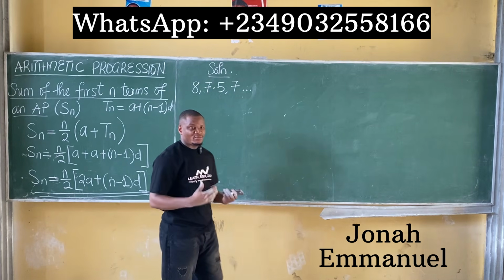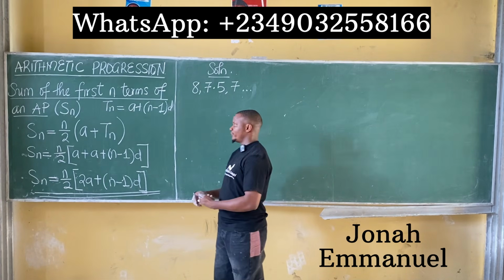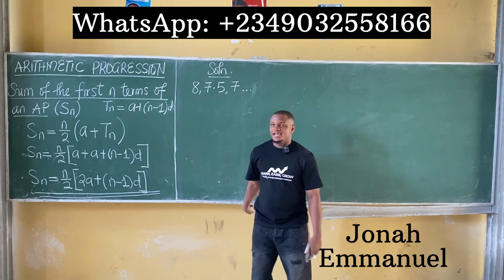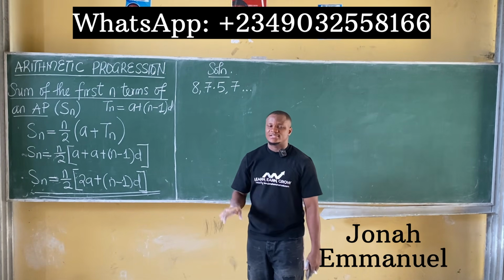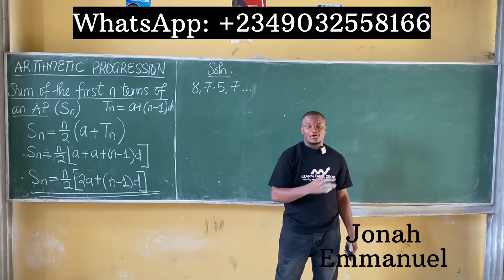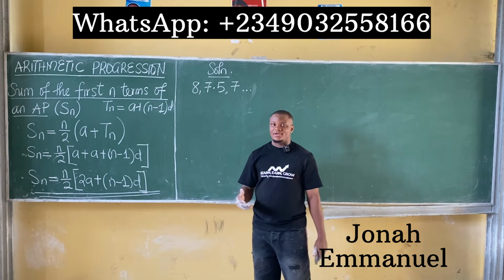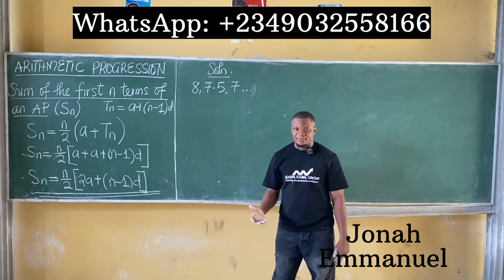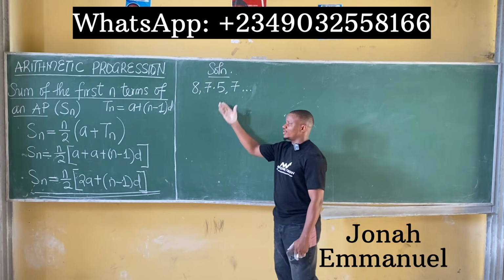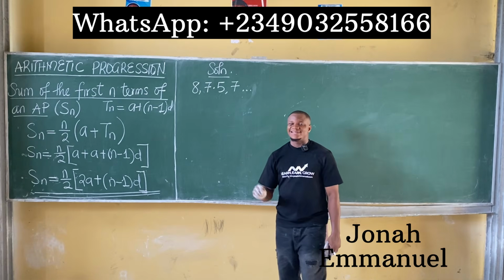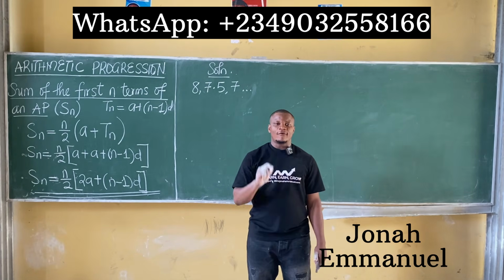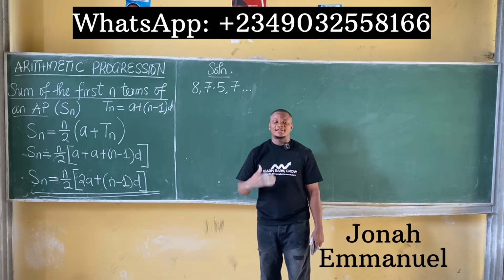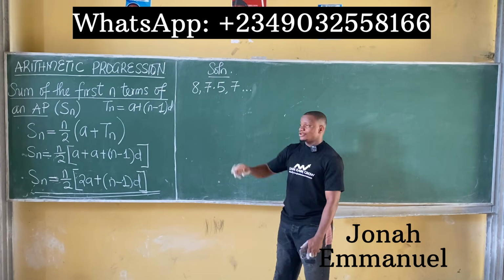How do we get the sum of the first 40 terms of the AP? What this formula helps us do is quickly calculate the sum of a given number of terms of an AP without having to find all the terms of that AP. Looking at this question, how many terms do we have? We are given just 3 terms.